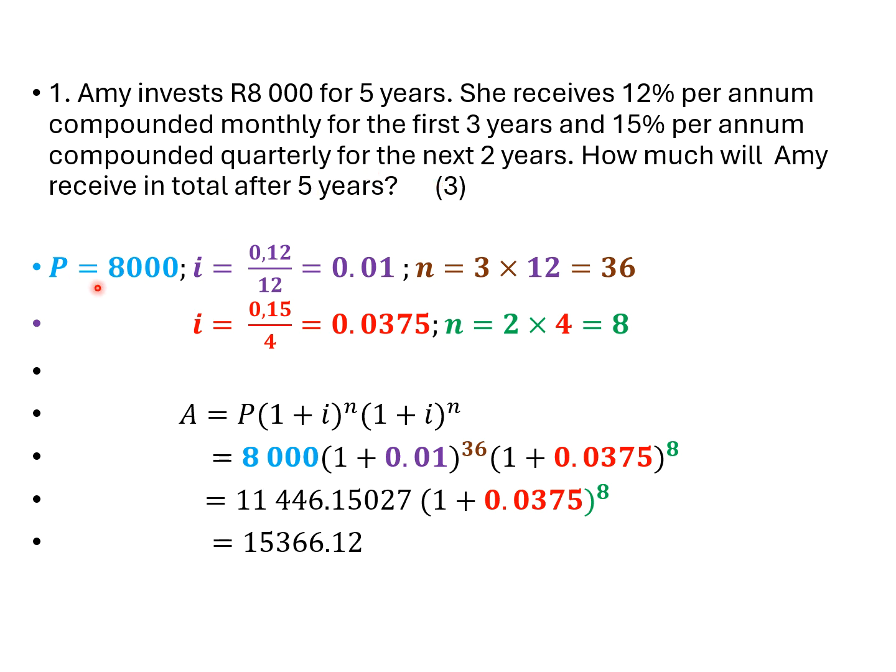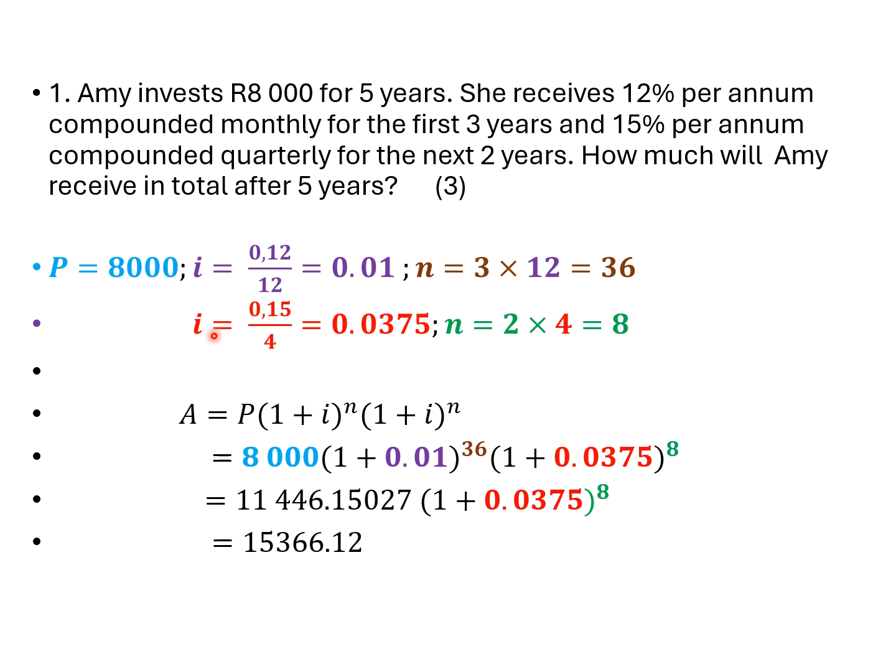So initially she put in 8,000, right? Interest rate 12%. By now you should know 12 divided by 100 is 0.12. And because they said compounded monthly, I have to divide by 12. So that simplifies to 0.01. N is 3 years, so N equals 3, but the interest is compounded monthly, so N must be multiplied by 12. So 3 times 12 gives me 36.